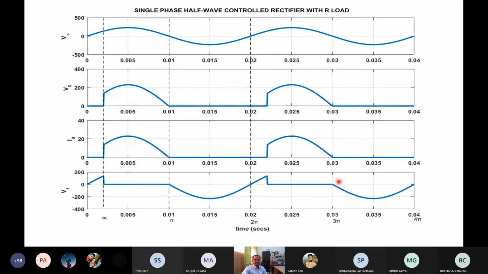Right. We draw this one, a resistive load.